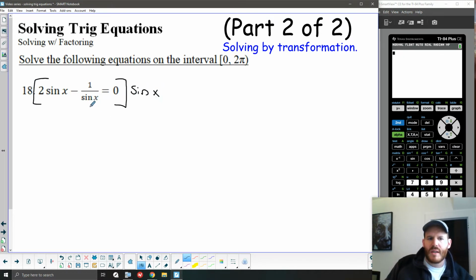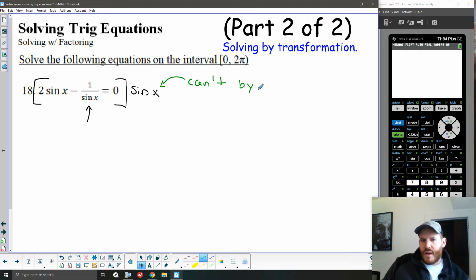I'm doing that because I noticed that this is a rational expression. If I multiply both sides by sine x, once that distribution takes place, it should reduce this fraction so that I don't have to deal with finding common denominators. One caveat that you should keep in mind is that you cannot multiply by a value 0 because that will violate the properties of equality. You can only multiply by values other than 0.